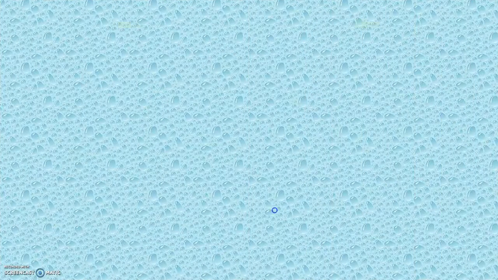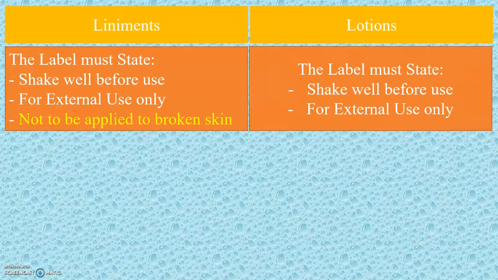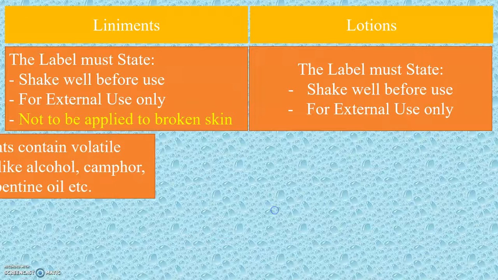The next difference between liniment and lotion is that the label on the liniment must state the following points. First, shake well before use. Next, for external use only. And the last and important instruction, not to be applied to broken skin. Whereas the label on the lotion must state the following points. Shake well before use. And second, for external use only.